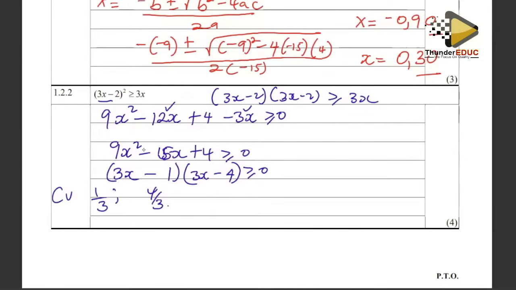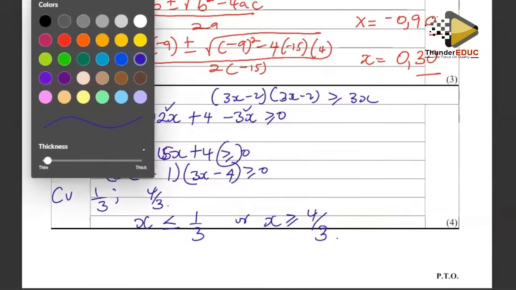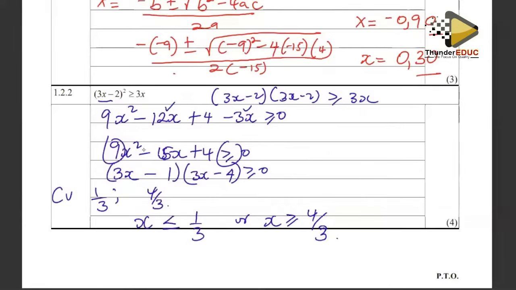Okay, so if these are the critical values, I need to represent my solutions. Our a is positive, the sign is greater, meaning that x must be less or equal to the lower value, or x needs to be greater or equal to the bigger value. That's how I would have represented the solutions. Alternatively, there are people that love drawing the parabolas. So this would have been 1 over 3, this would have been 4 over 3, and then your focus is this area.